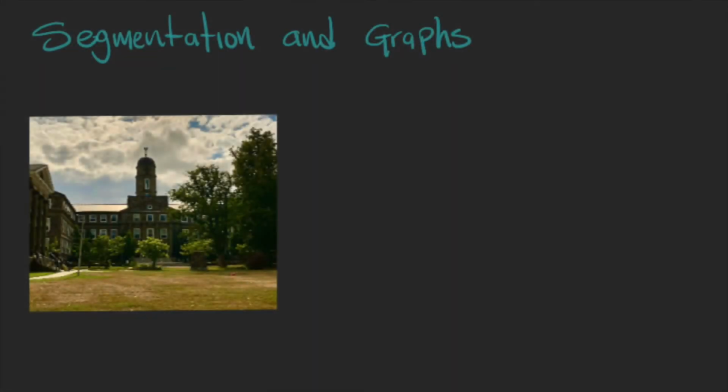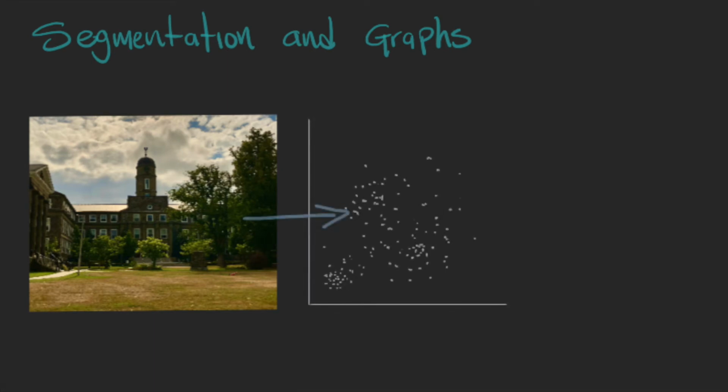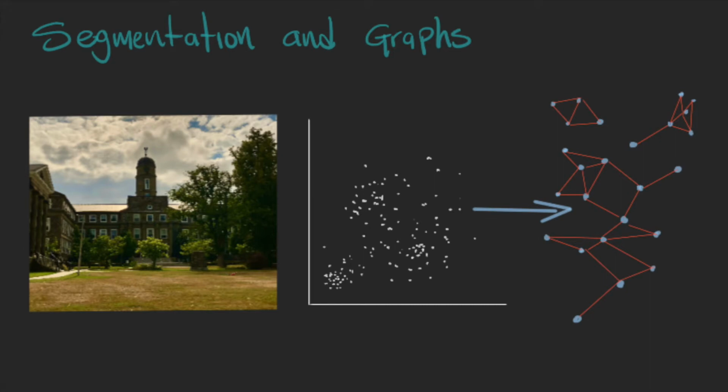Hi, in this video we will talk about graphs and how to use them to perform segmentation. Segmentation is about finding pixels that share some features. But in the feature space, points that are far apart are usually not related. So calculating the distance between all points might not be necessary. One alternative is to use graphs.